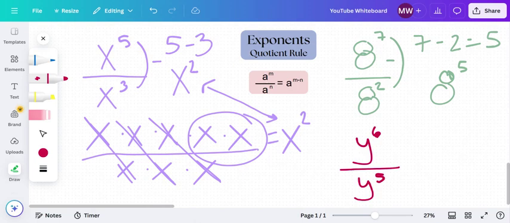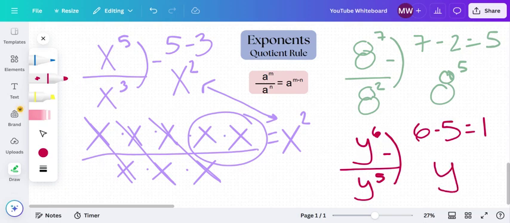One more example would be y to the sixth over y to the fifth. So I look at my exponents. They tell me what numbers I need to subtract, which is 6 minus 5, which equals 1. So y is still our base. I'm going to write y. I do not need to write 1 as an exponent. When the letter is by itself, the exponent is assumed to be 1.